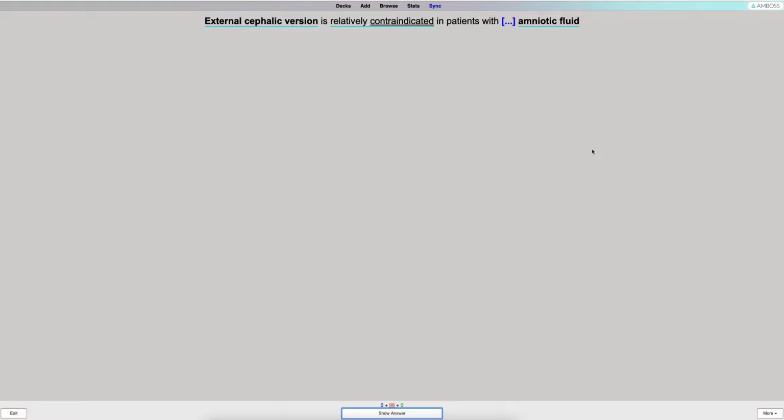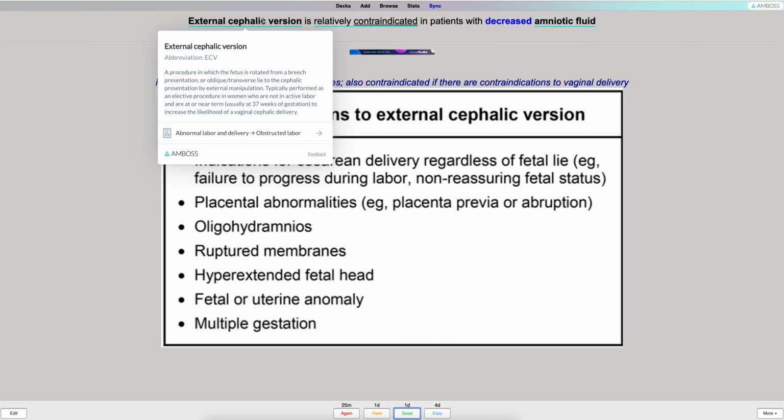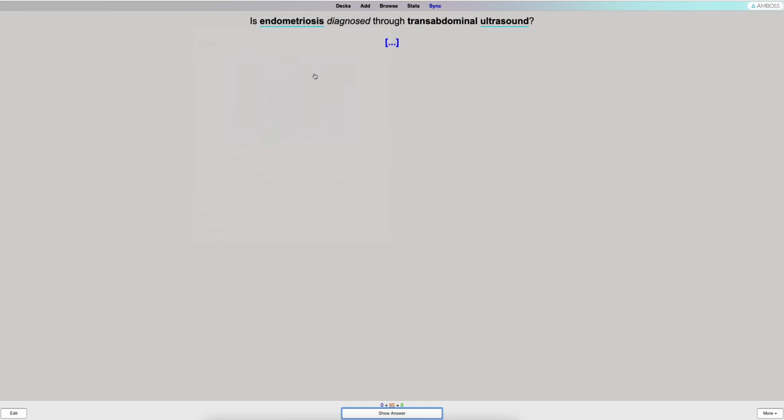Version is contraindicated with low amniotic fluid. Endometritis is diagnosed by transabdominal ultrasound.